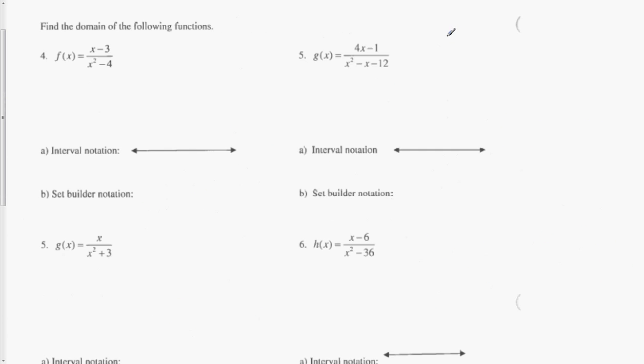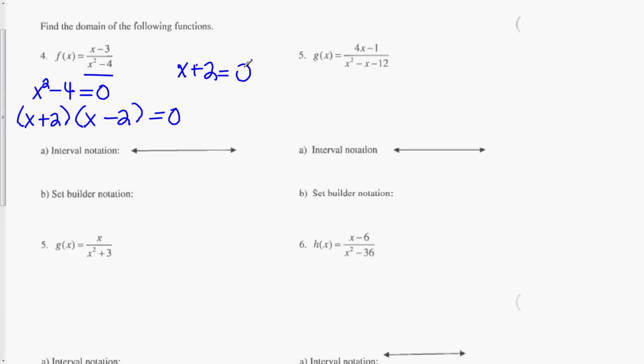If I'm going to find the domain, I'm going to look only at the denominator. So I'm going to take x squared minus 4 and set it equal to 0. So I'm going to factor. That's the difference of two squares. So that's x plus 2 and x minus 2 equals 0. So if I set each one of those equal to 0, I'm going to get -2 for one answer. If I set x minus 2 equal to 0, I'm going to get 2 for my other answer. So a lot of times you're just going to answer it -2 and 2.